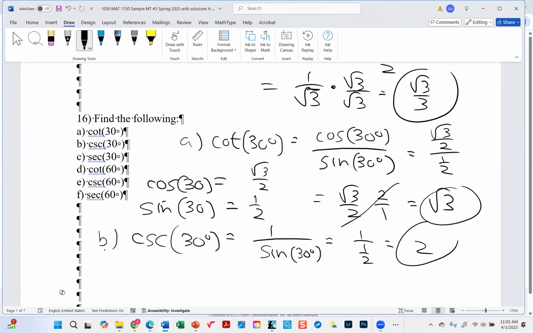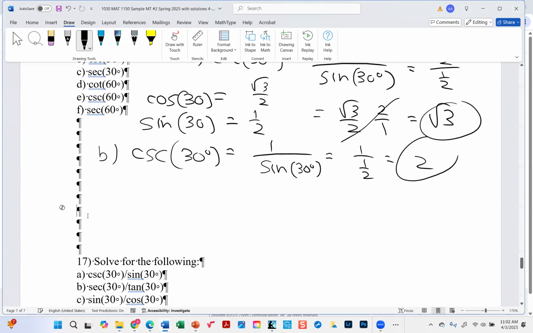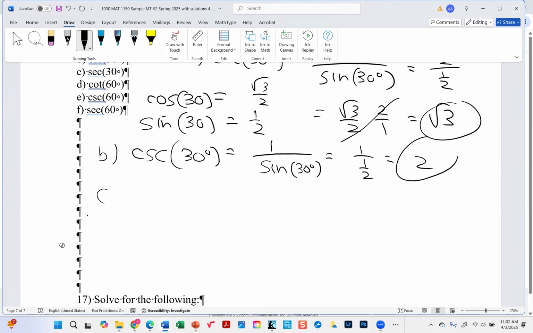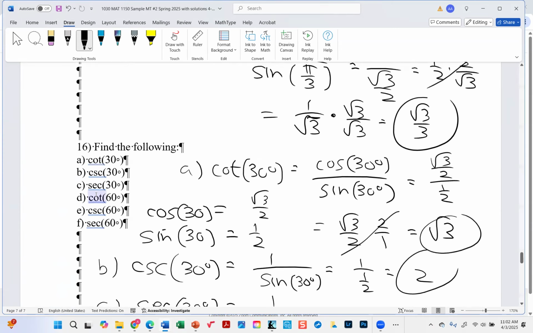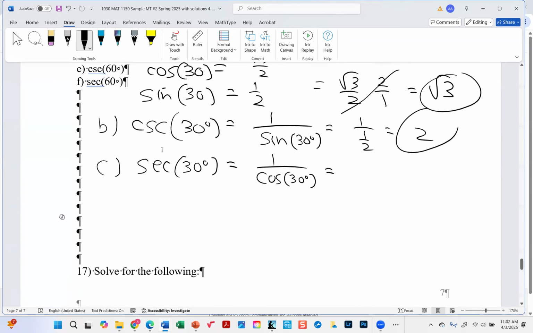Now, how about C? Secant 30 degrees equals 1 over the cosine. And that means 1 over, oh, there it is, radical 3 over 2. Oh, wait, sorry, it's 1 over radical 3 over 2, which is equivalent to 2 over radical 3.